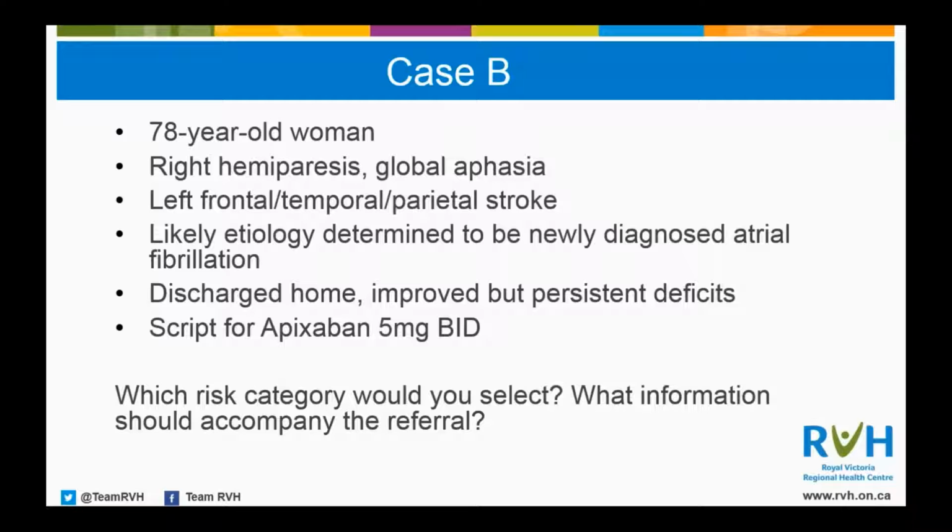For our second case, we have a 78-year-old woman who was admitted to the hospital with a left frontal temporal parietal stroke after presenting with symptoms of right hemiparesis and global aphasia. The likely etiology was embolic as she was newly diagnosed with atrial fibrillation. She received rehabilitation as an inpatient and was discharged home with improved but persistent deficits and a script for apixaban 5 milligrams twice daily. Which risk category would you select, and what information should accompany the referral?